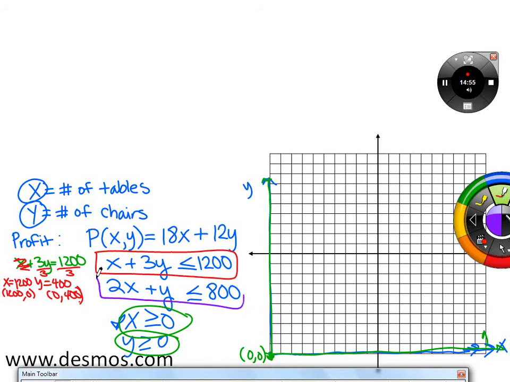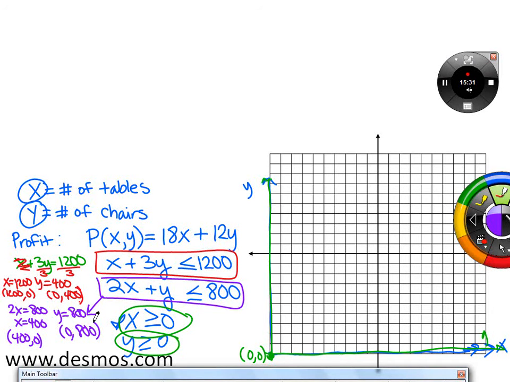All right, so this second equation, I'll go ahead and do in purple. For this equation, when you go to find the x-intercept, you plug in 0 for y, you get 2x equals 800. So x is equal to 400. So the x-intercept for that boundary line will be at (400, 0). And then the y-intercept, if I plug 0 in for x, I get y is equal to 800. So the y-intercept here is (0, 800).